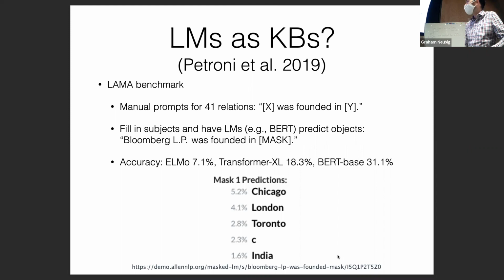These come in the form like X was founded in Y. You fill in the subjects and you have the LM predict objects, like Bloomberg LP was founded in [MASK]. The accuracy was something like 31%.